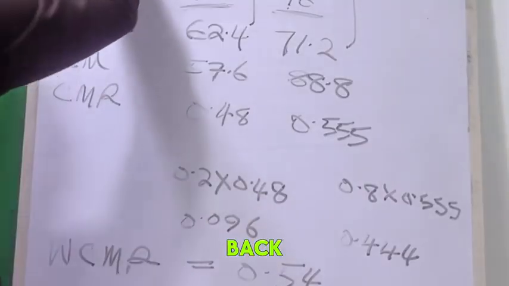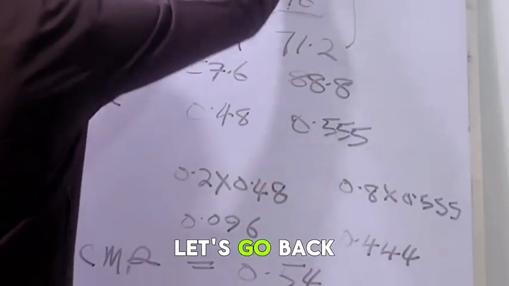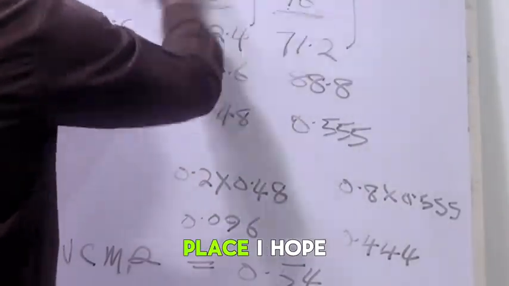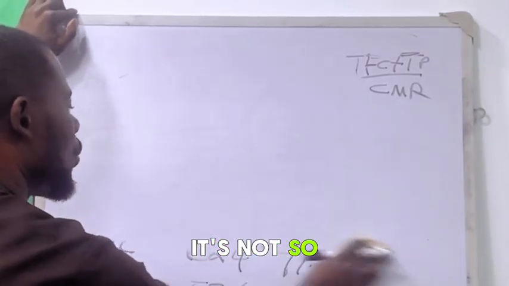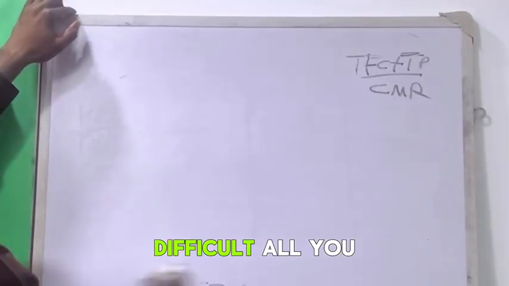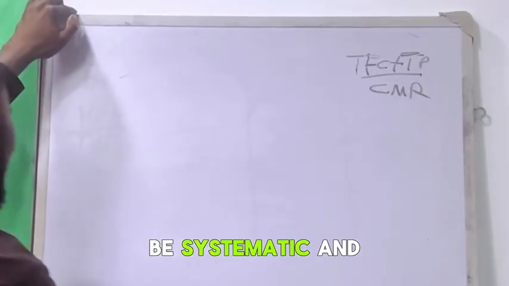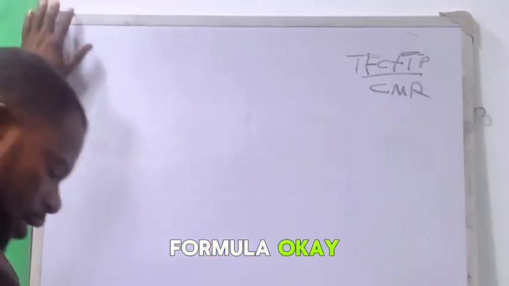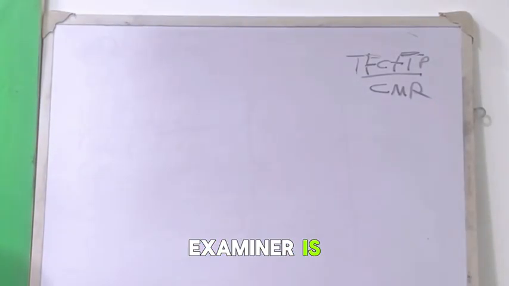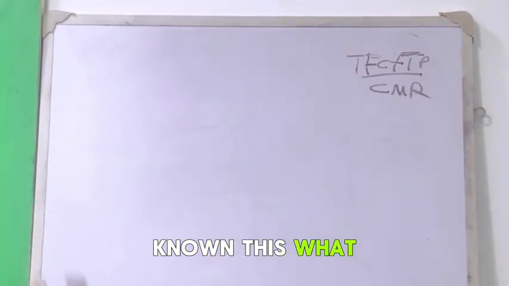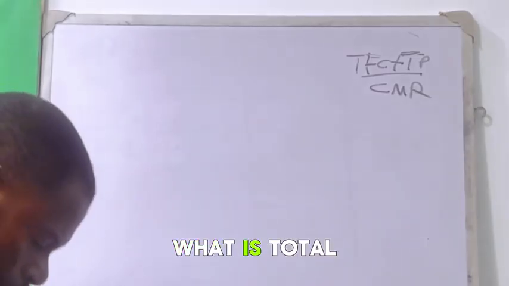Now let's go back. Let's clean this place. I hope you are following. It's not so difficult. All you need to do is to be systematic and to remember your formula, okay? And know what you are looking for. Know what the requirement of the examiner is. So now, having known this, what is our total fixed cost? We are going to say total fixed cost. What is total fixed cost?